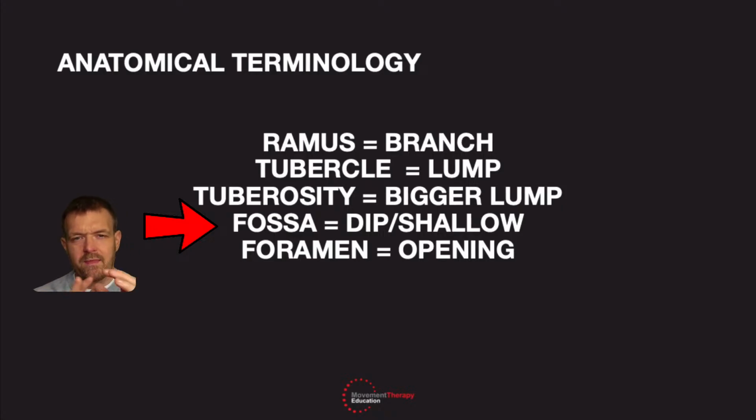Then we've got a foramen, or a foramen, however you want to pronounce it, and that is an opening. We've already had a look at that previously, because we were looking at the obturator foramen, which is where the obturator nerve comes through, which was our last session. So we've had a little bit of an introduction to these already.